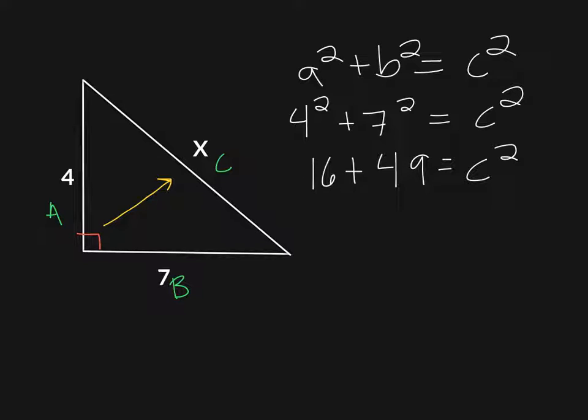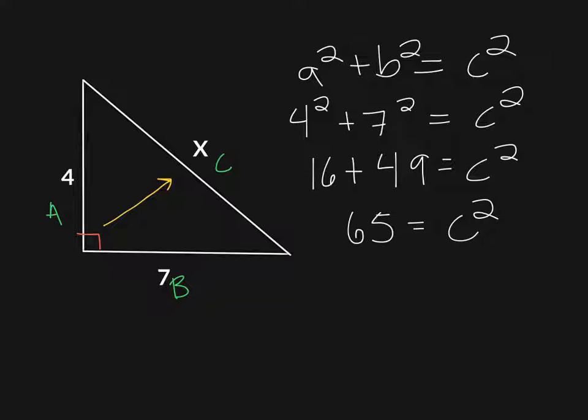So you should make sure that you are following along and writing all of this down. Now we need to add 16 plus 49. And if you need to do that on your calculator, that's perfectly fine. And if you can do it in your head, that's great as well. But 16 plus 49 is 65. And we can say that that equals c squared.